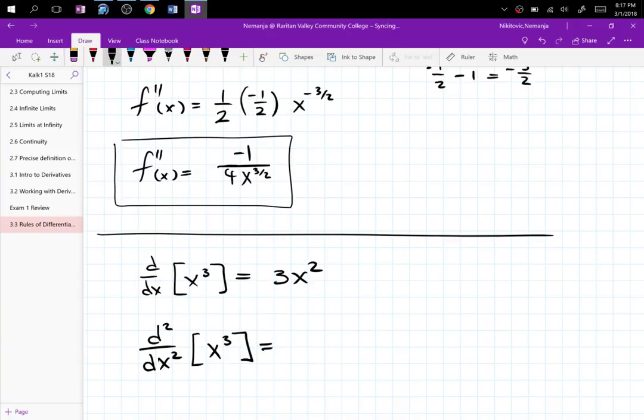Now, observe over here what I have. I have d squared, well, that's d times d, right? And I have dx squared. By the way, this dx is 1 unit, so I don't need the parentheses around it. So this is actually d dx times d dx of x cubed.